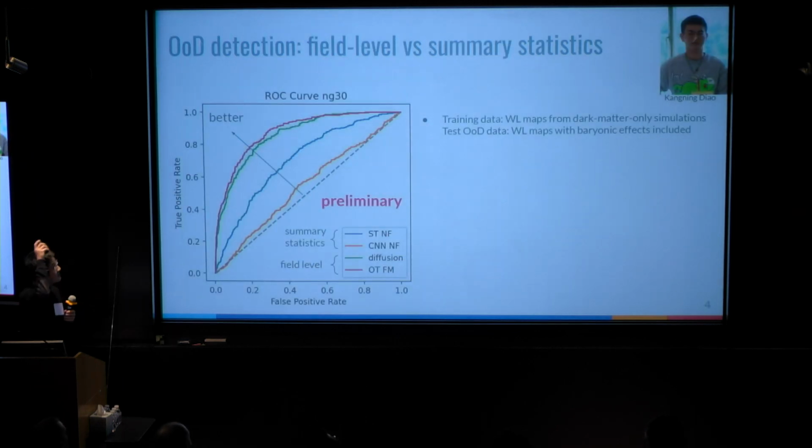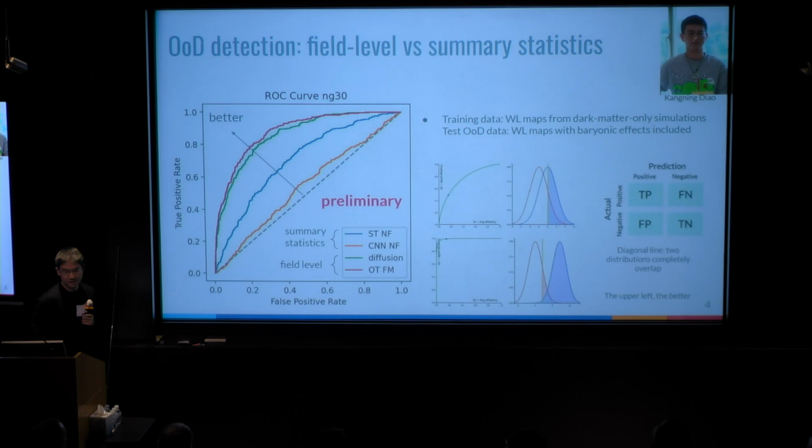So how does this perform in practice? We have been performing these simple experiments with Kang Dell, who is a grad student from Tsinghua University. Here we train our SBI models on some weak lensing maps from pure dark matter only simulation, so there's no baryonic effect. And then we apply it to some data with baryonic effects injected. What I'm showing here is just the ROC curve, because here we are just doing a binary classification, right? Given a data, we want to classify whether it's coming from the training simulation or not.